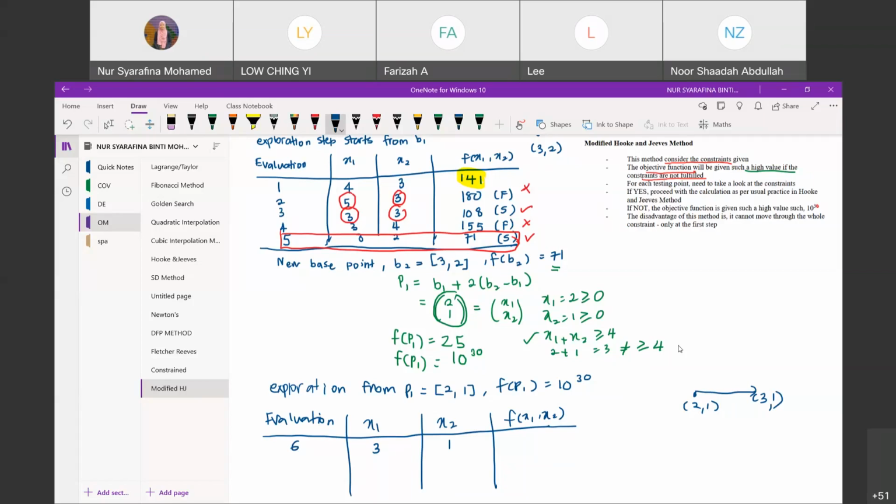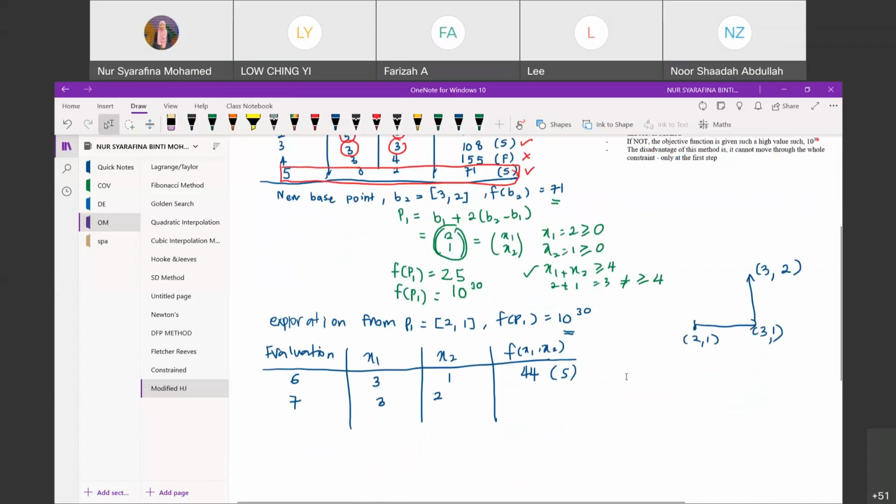So fulfill the constraint, right? 3 greater than 0, 1 greater than 0, and 3 plus 1 greater than or equals to 4, and your function is 44. Then compare with this, and it is less than the objective function, so this is considered as success. All right. So no need to go to the left, then go from here, go 3, 2. Okay, so what is 3, 2 here? Fulfill the constraint. And what is the objective value here? 71.